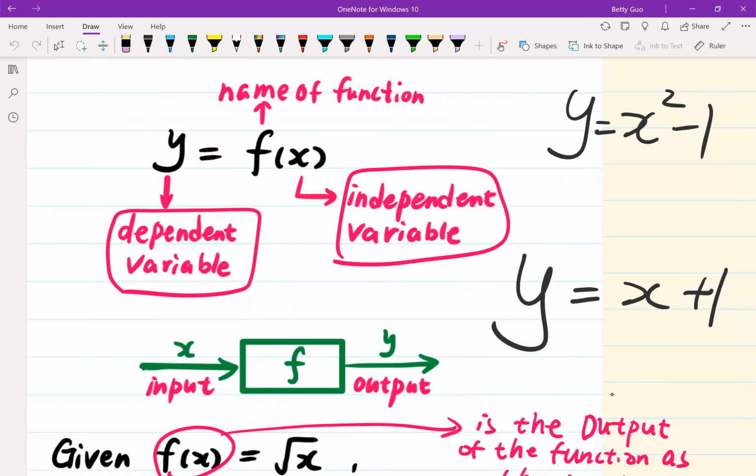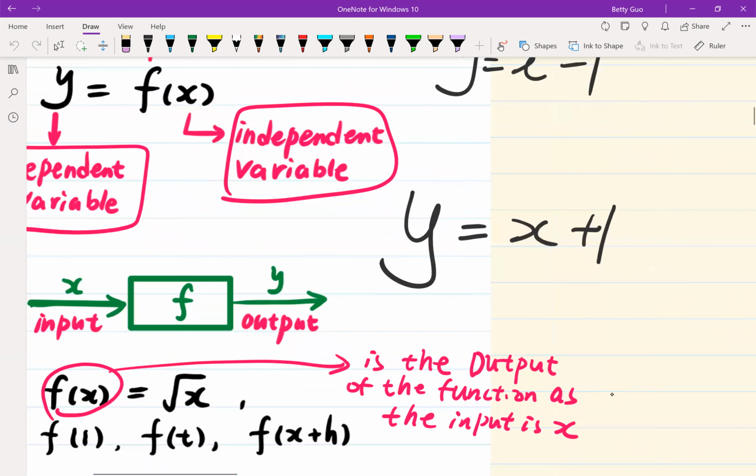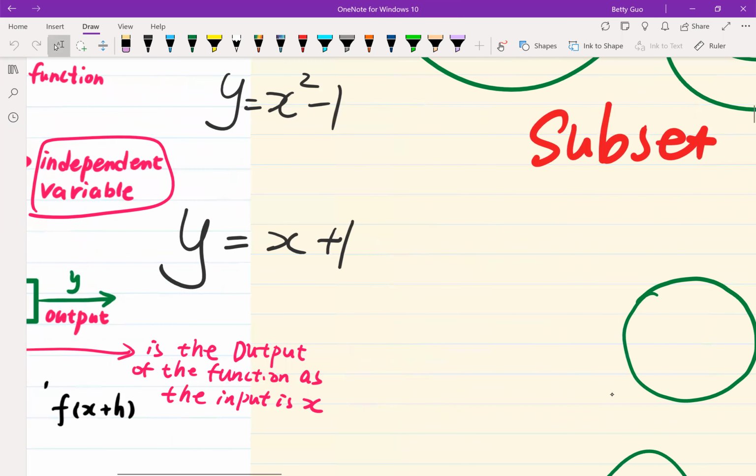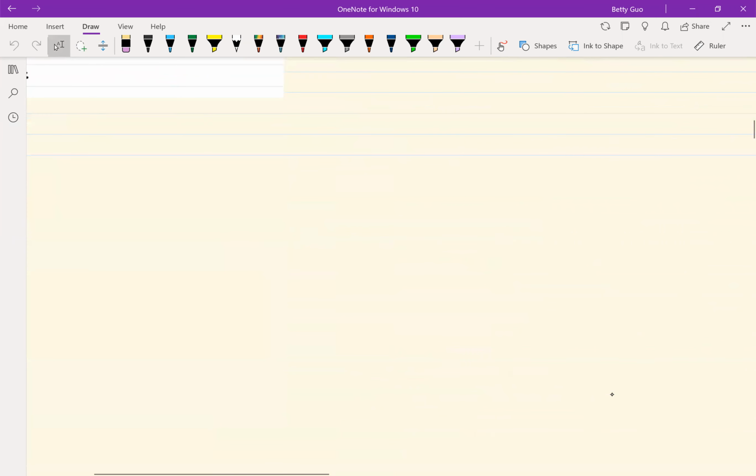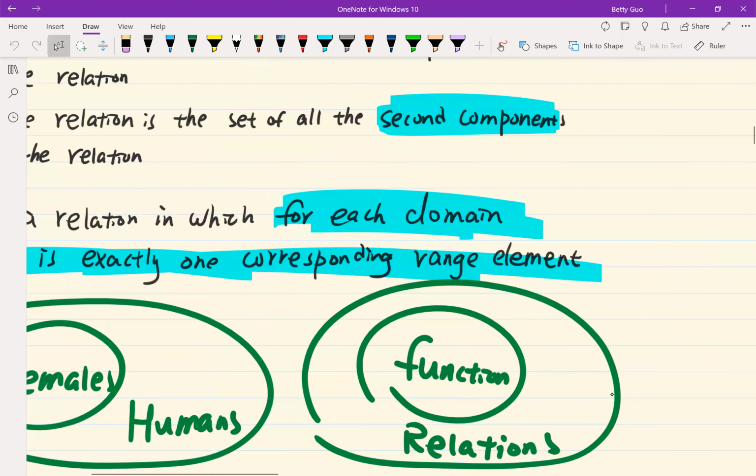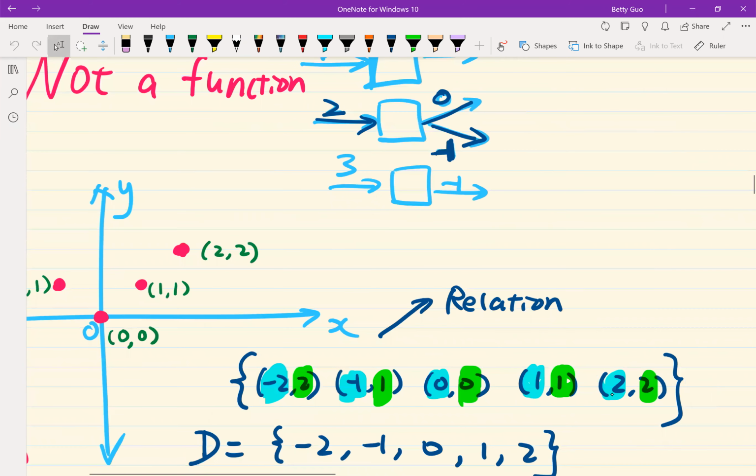Good morning, everybody. We continue with the definition of function. Yesterday, we were talking about the notation for function.